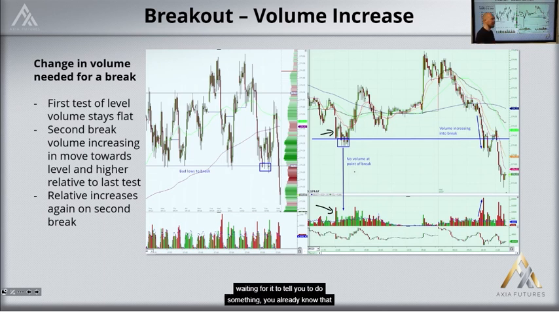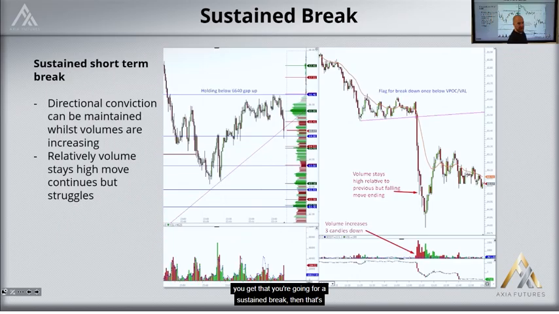Rather than waiting for it to tell you to do something, you already know that you want to see a volume increase towards the level. And if you get that, you're going for it. A sustained break then. This is what you want to see for a continuation of movement.